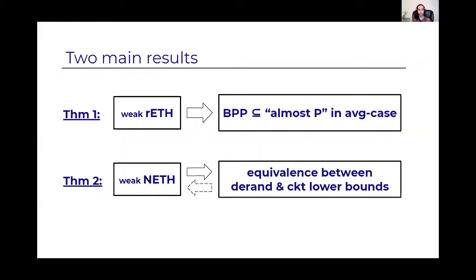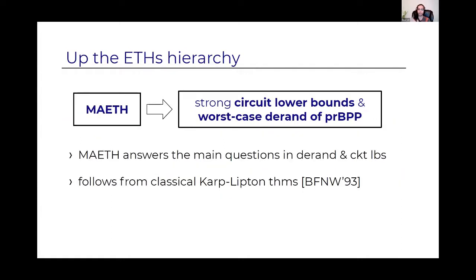So to wrap up, we show that RETH implies a very strong de-randomization, and we saw that a weak version of NETH implies the equivalence conjecture. And briefly, I mentioned that if we go up to MAETH, then it's easy to show that under METH, circuit lower bounds hold, and we get a worst-case de-randomization of BPP, and essentially the main questions in de-randomization and circuit lower bounds are answered. So going further up, the ETH hierarchy already gives very strong answers in the world of de-randomization and circuit lower bounds.